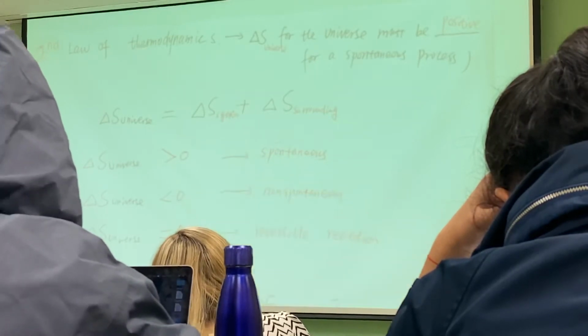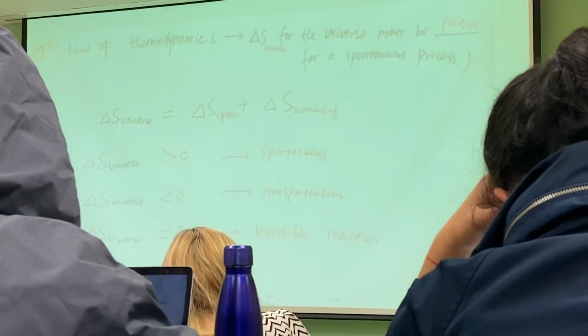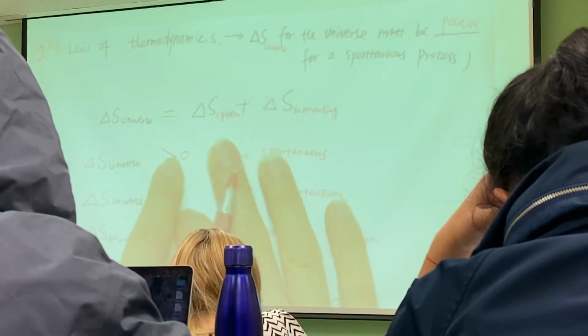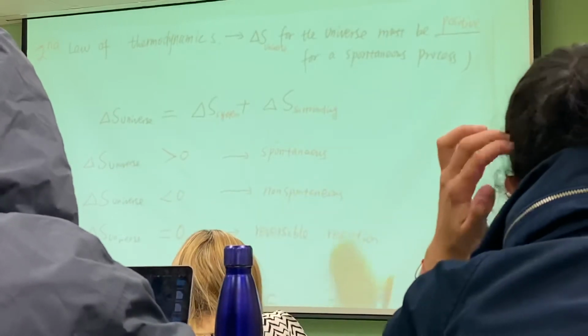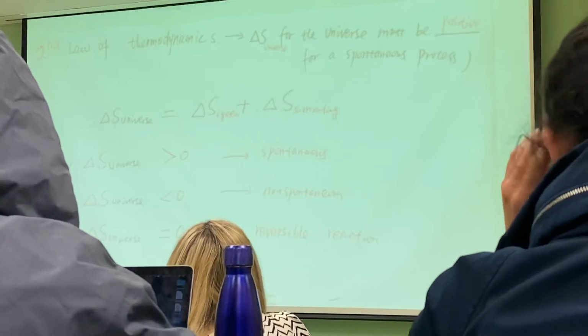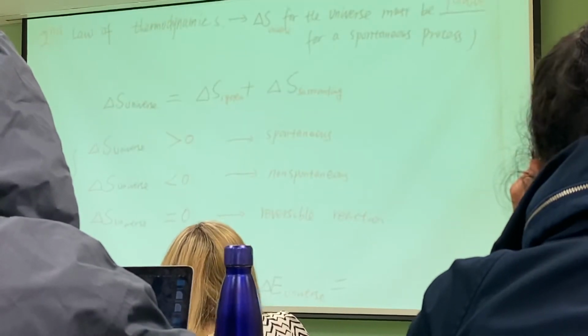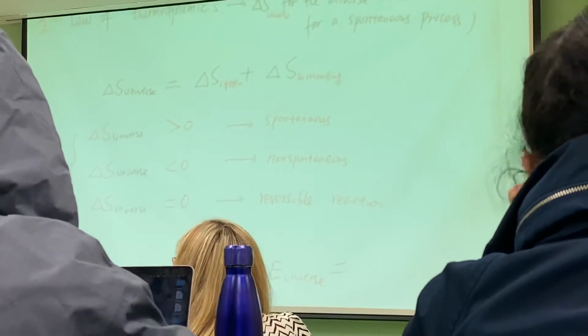So all these situations are possible: positive, negative, zero. And you have to know what it means if it's positive, if it's negative, and if it's zero. So you have to know the conclusion. Any questions so far? Lot of concepts.